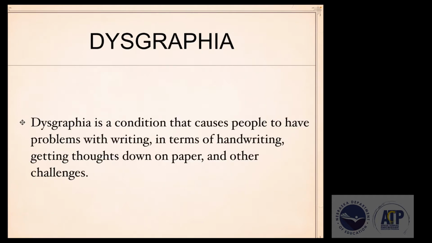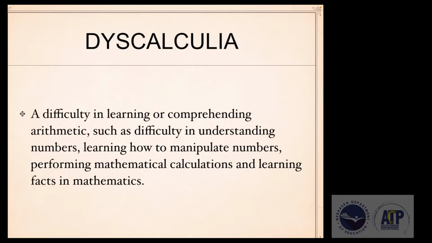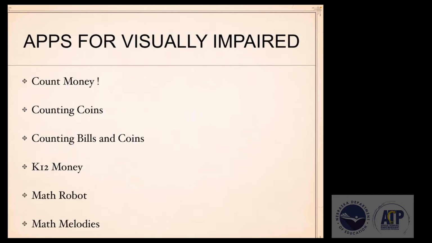So when we talk about dysgraphia, dysgraphia is a condition that causes people to have problems with writing in terms of handwriting, getting thoughts down on paper, and other challenges. So there are some solutions that will help them with that. We'll talk about a couple of solutions in a little bit that will help students with dysgraphia. Dyscalculia is a difficulty with learning or comprehending arithmetic, such as difficulty in understanding numbers, learning how to manipulate numbers, performing math calculations, and learning facts in mathematics. So what are we doing to provide them as supports with that?